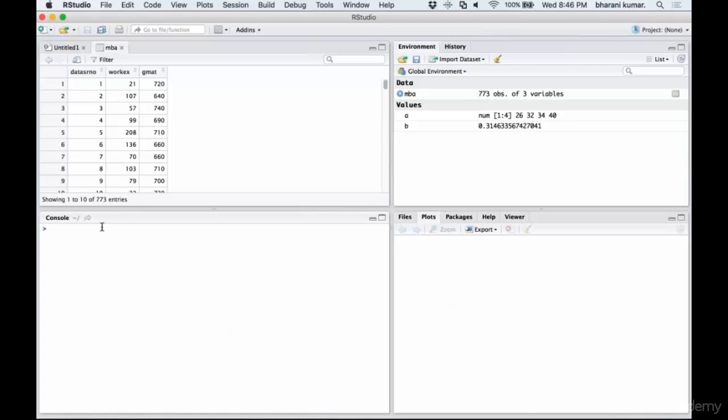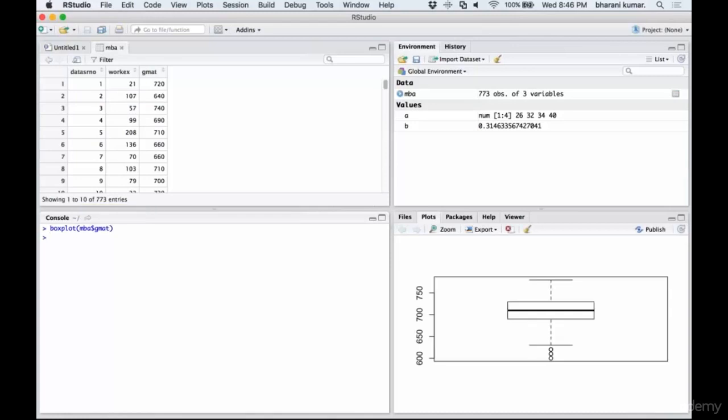So if you want to draw a box plot, the formula is boxplot of MBA$GMAT. Because whenever you want to refer to any variable within a data set, you always have to give the dataset name followed by a dollar sign and the variable name. There we go. Here is a box plot.